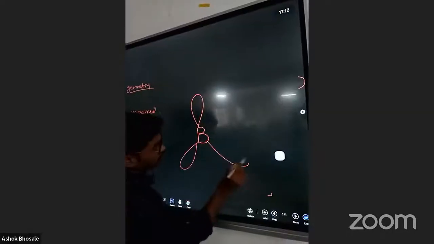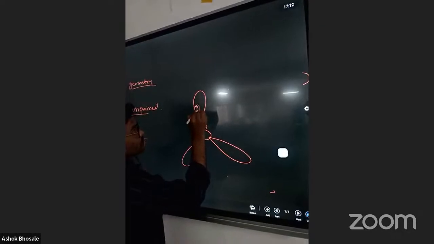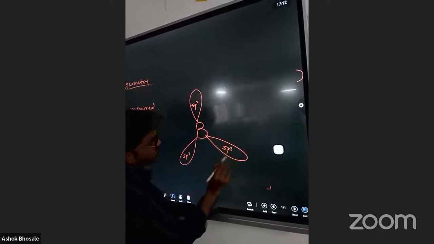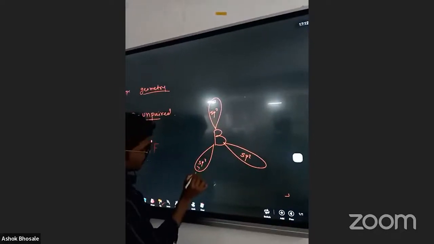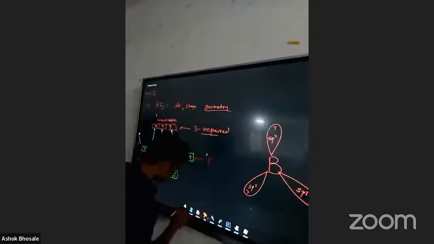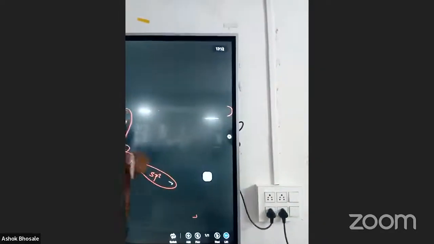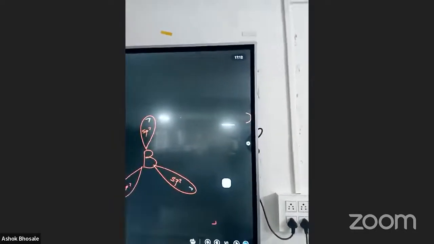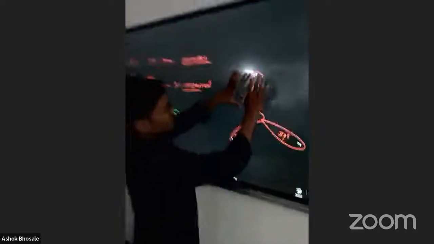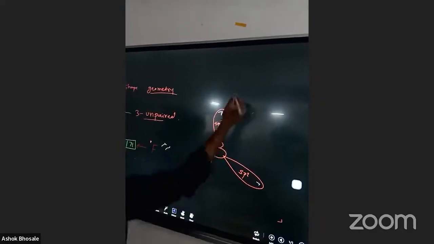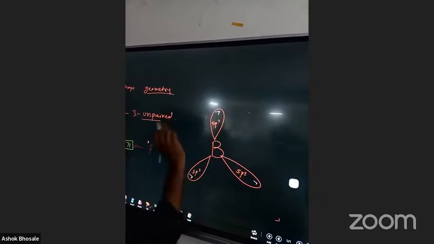One orbital is this, this is the sp2, sp2, sp2. This is the hybrid orbital having one unpaired electron. This is the one unpaired electron, and also one unpaired electron. These are the hybrid sp2 orbitals having three unpaired electrons, and we have three fluorine atoms attached to the boron atom. How will they bond? How do the orbitals overlap?